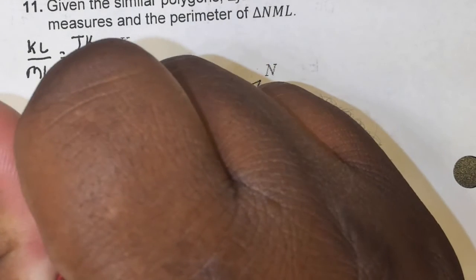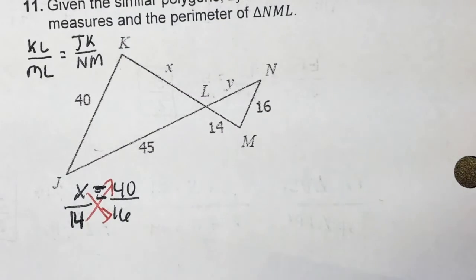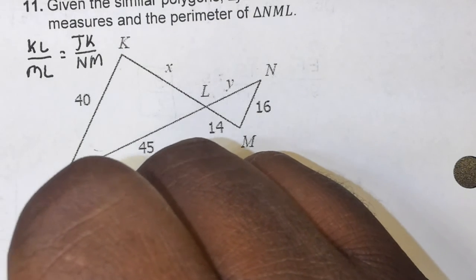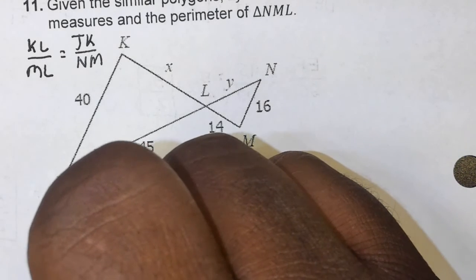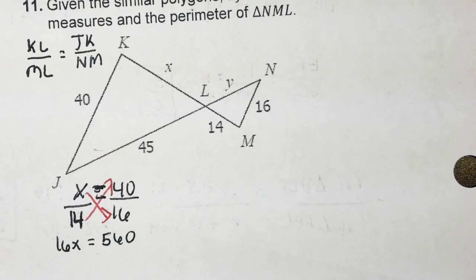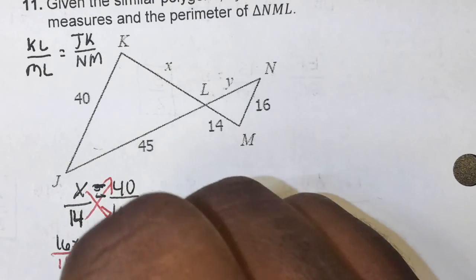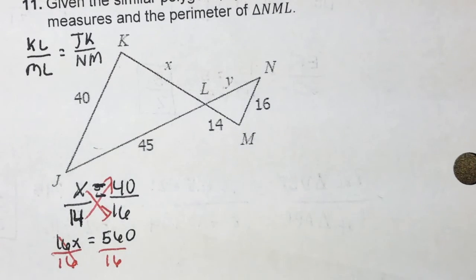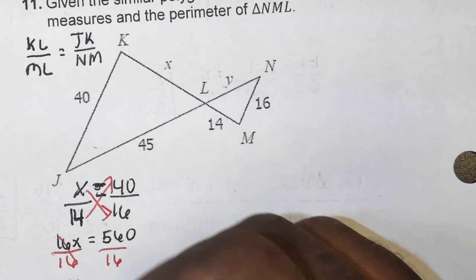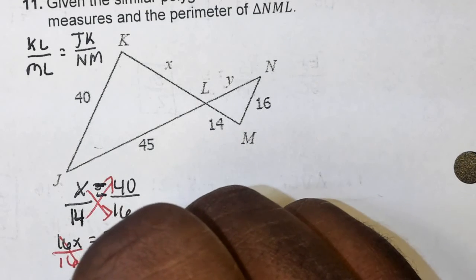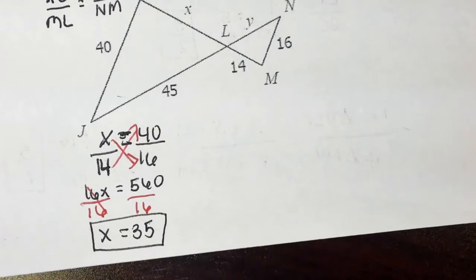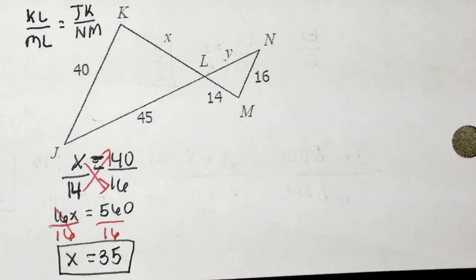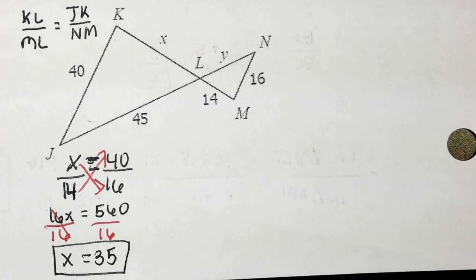Cross multiply. 16x equals 560. Divide by 16. Divide by 16. X equals 35. So I'm gonna box that because that's one of mine. I gotta find X, Y, and the perimeter. So that's one thing right there.